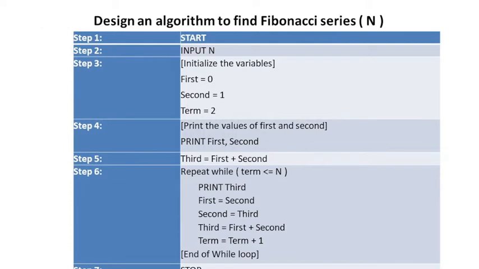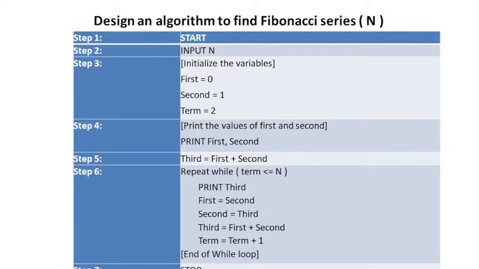Next algorithm is to design an algorithm to find the Fibonacci series. So here step 1 is start, step 2 is input n. Initialize the variables: first is equal to 0, second is equal to 1, term is equal to 2. The fourth step is to print the first and second, because the first and second values will be default values. And the third value will be the sum of first and second, that is, first plus second.